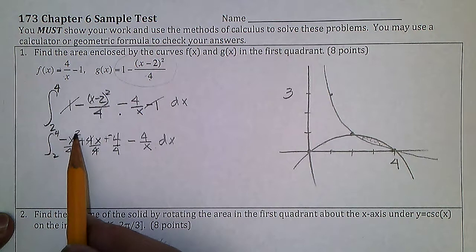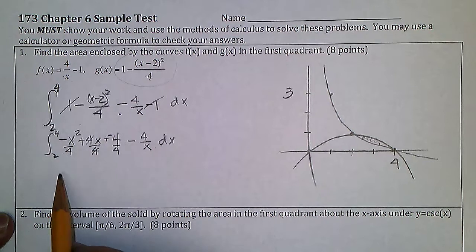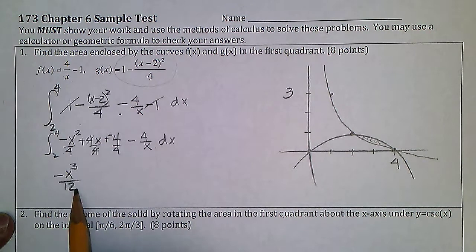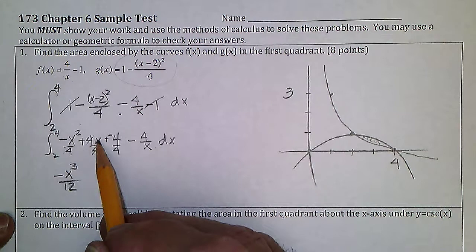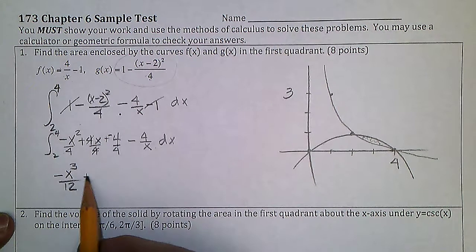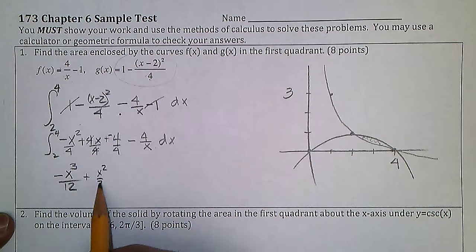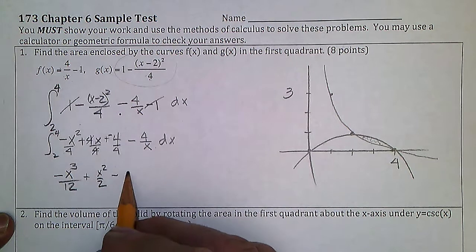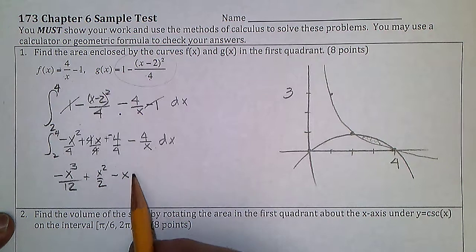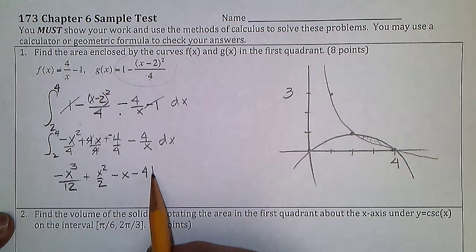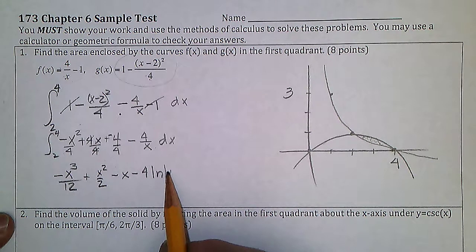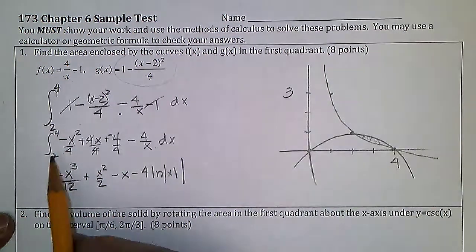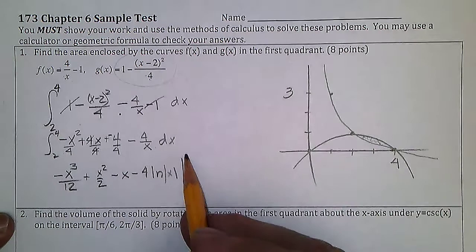The integral of this would be 3, and put a 3 down there, so it'd be minus x to the third over 12. And x would go to x squared over 2. Minus 1 would be minus x. And this would be minus 4 ln of x in absolute value. Evaluated from 2 to 4.